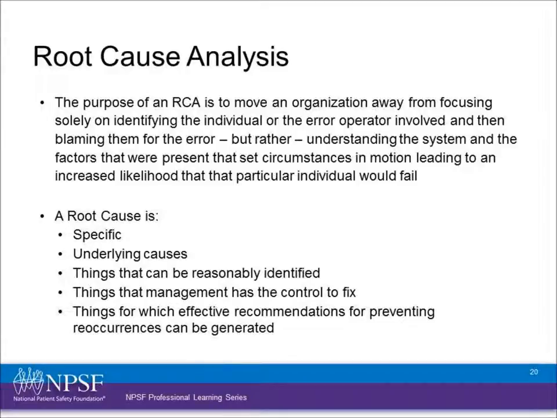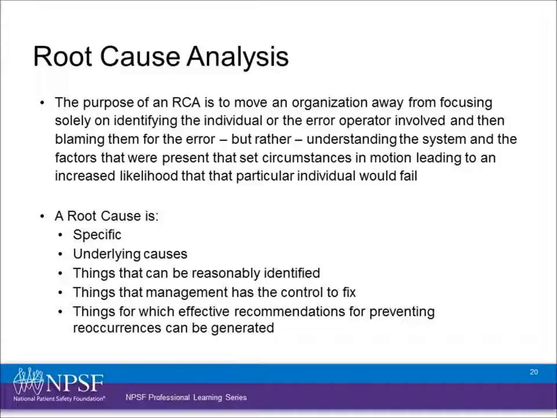Again, I think most of you know that the purpose of a root cause analysis is to move an organization away from focusing solely on identifying the individual or the error operator involved and blaming them for the error, but rather to understand the systems and factors that set circumstances in motion, leading to an increased likelihood that that particular individual would fail. So it starts with an individual and the situation they were in, but then it also looks carefully at all the different fixes or fail-safe methods that could have been put in place that might have prevented this person from having that type of event.